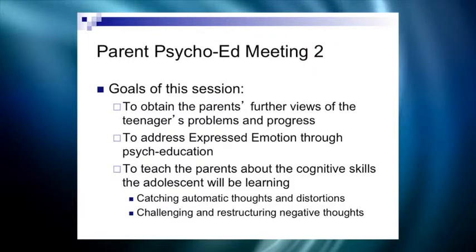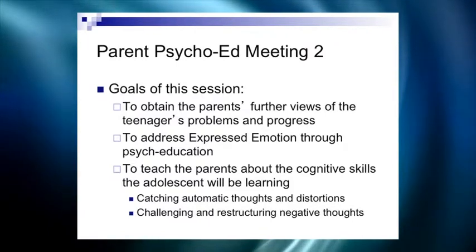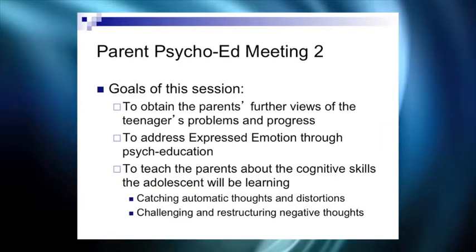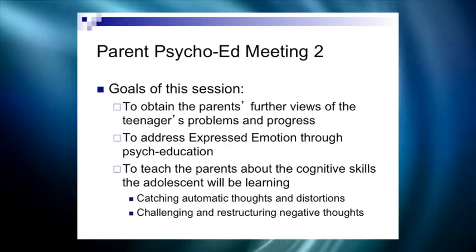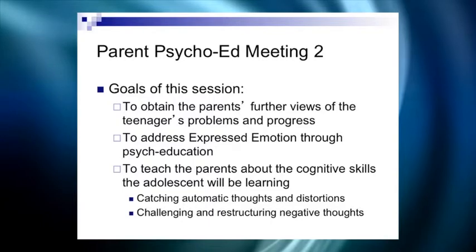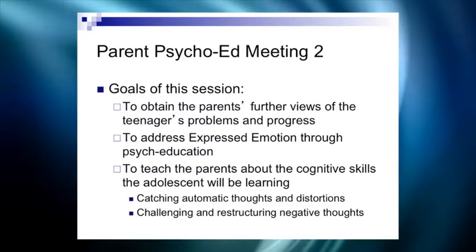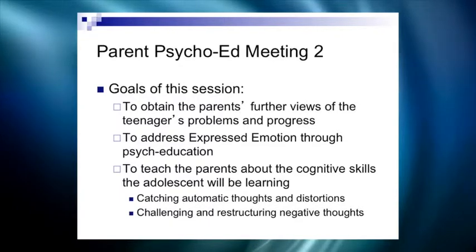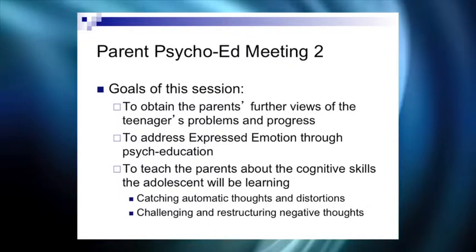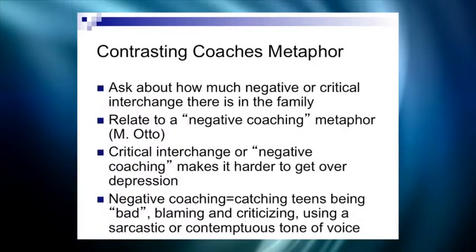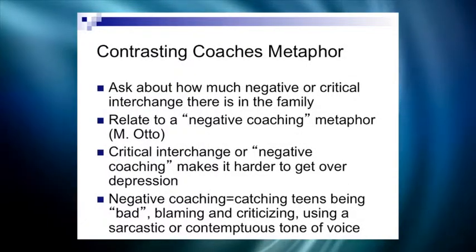Parent Psychoeducation Session 2, again, the first half of the session is to get their views and also to teach them about expressed emotion, which we're going to talk about in a minute. And then the second half is to tell them about the cognitive skills the adolescent will be learning, basically catching automatic thoughts and distortions and then challenging and restructuring negative thoughts. Okay? So let's talk for a minute about expressed emotion.